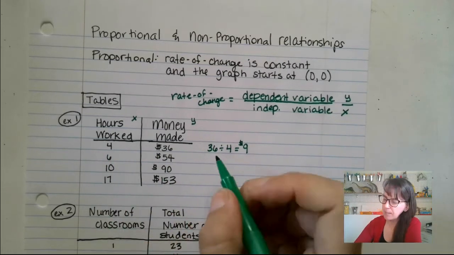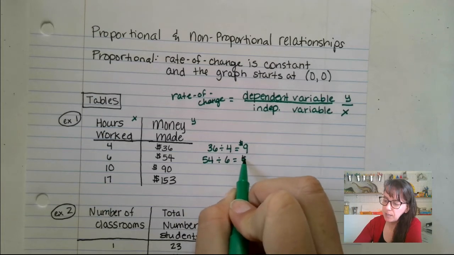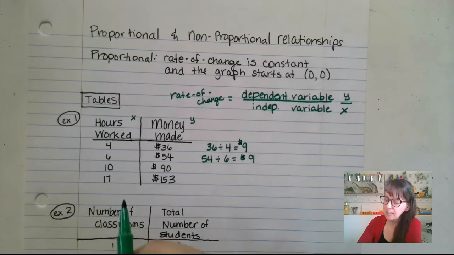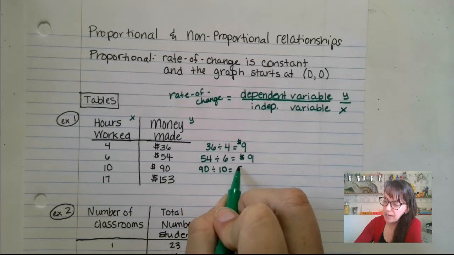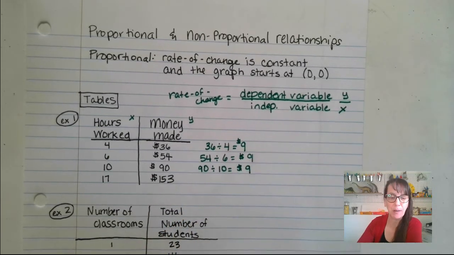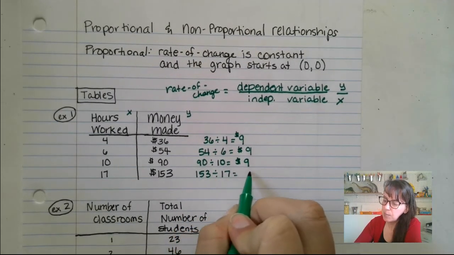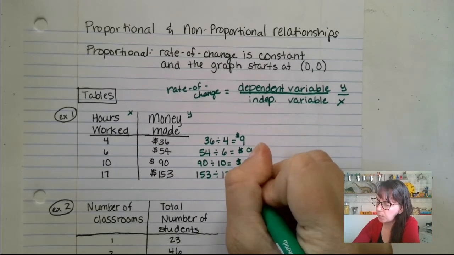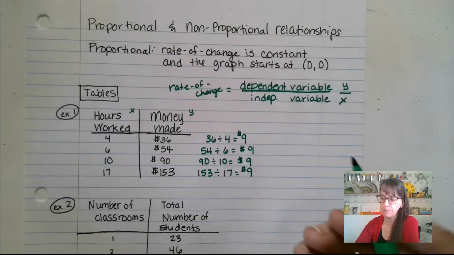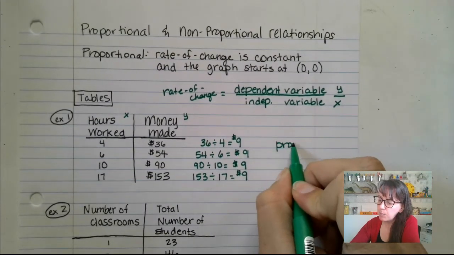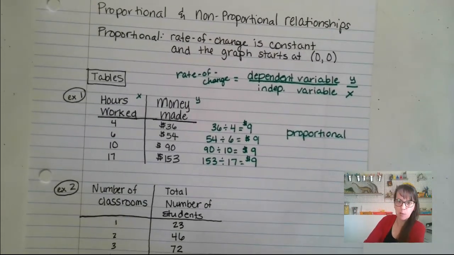Let's look at this next one. If we take 54 and divide that by 6, we end up with $9. If we take 90 and divide it by 10, we end up with $9 per hour. And for the last one, if we take 153, divide that by 17, we end up with $9 per hour. So in this case, the rate of change is constant, okay? So this is a proportional relationship. So yes, this is proportional.